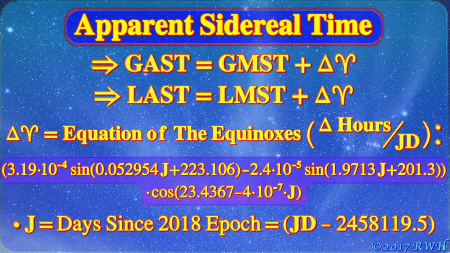Plug this variable into the equation of the equinoxes shown here, and then add the result to either the LMST or the GMST to arrive at the LAST or GAST. It is important to note that the values used in the calculation of the trigonometric functions shown here are in units of degrees, not radians, and that the result of the equation of the equinoxes will be in units of hours, so ensure that the mean sidereal time you use is also in units of hours.